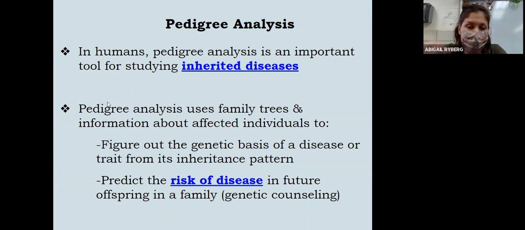So in humans, pedigree analysis is important for studying inherited diseases. Again, a couple things we might look at is looking at the past, so the way that this disease has been inherited in the past in this family, and then also the risk of disease in future offspring.